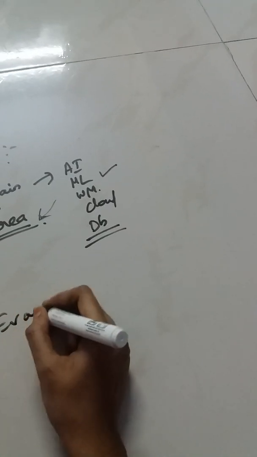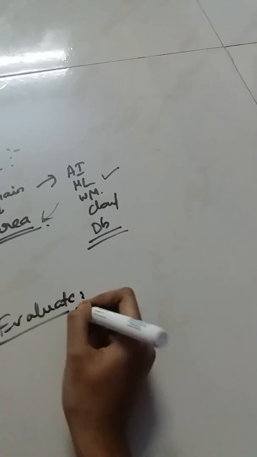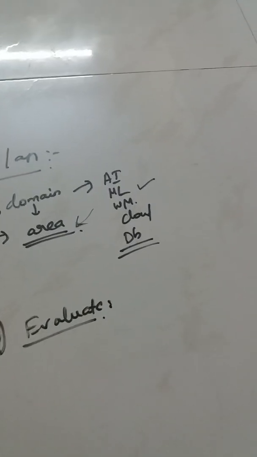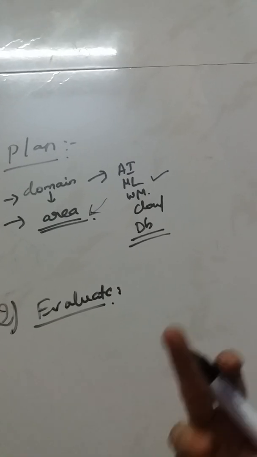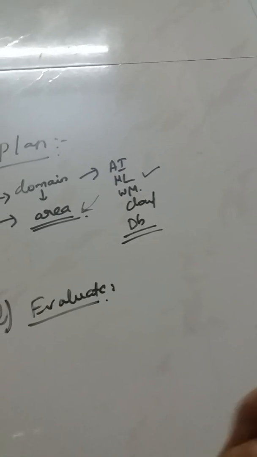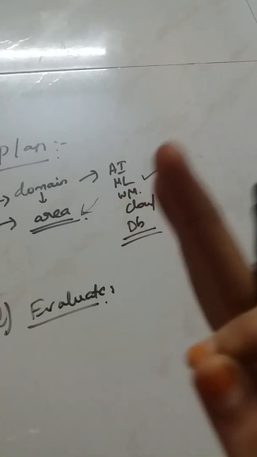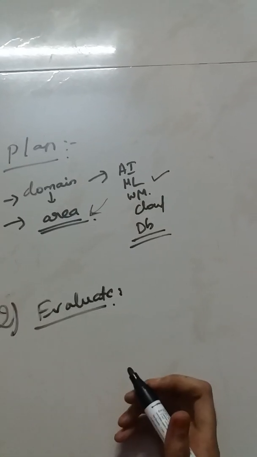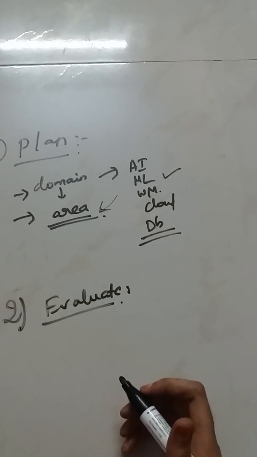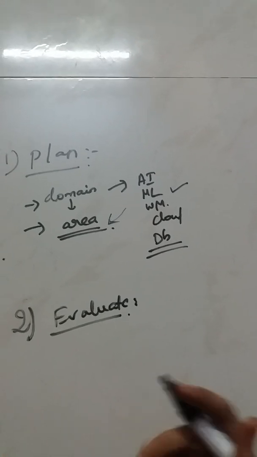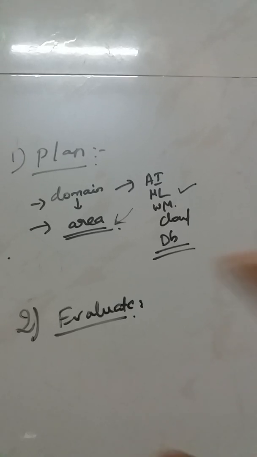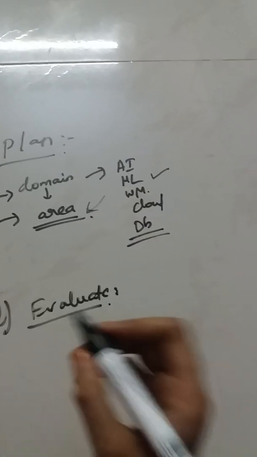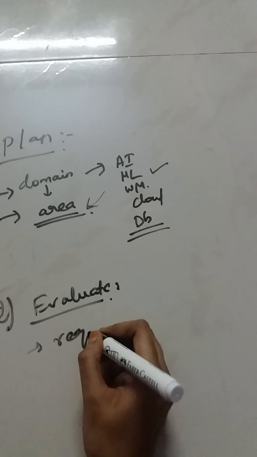The next step would be evaluate. In the evaluation phase, you choose the requirements you need to develop your idea to the next level, like the hardware and software requirements, and the language you are going to use. You're going to evaluate your idea to the next level. So it normally deals with that: what are the requirements?